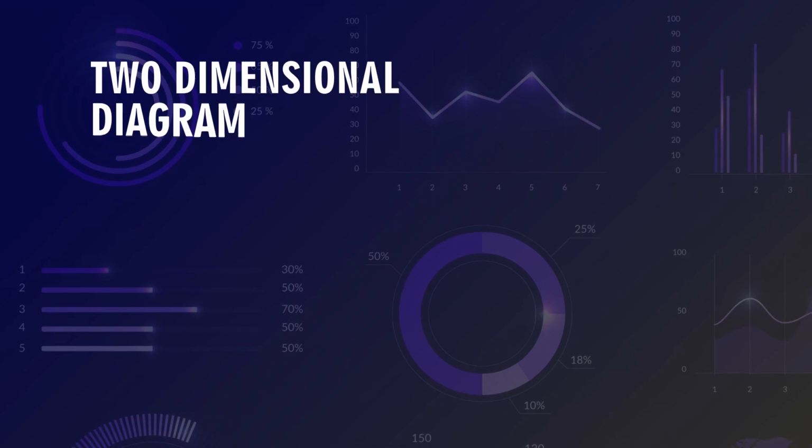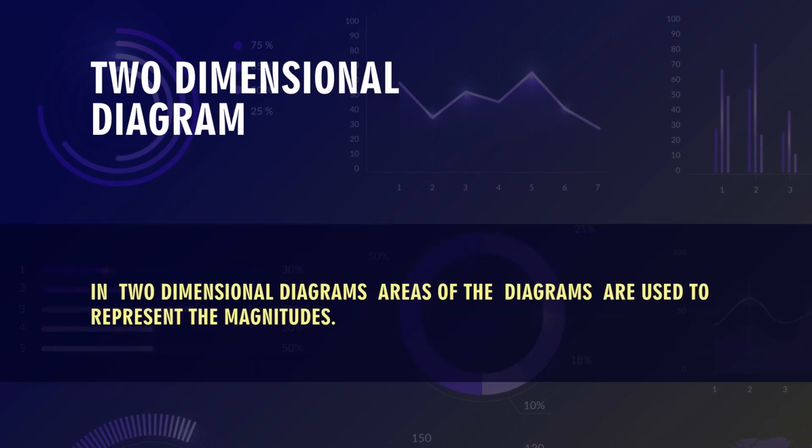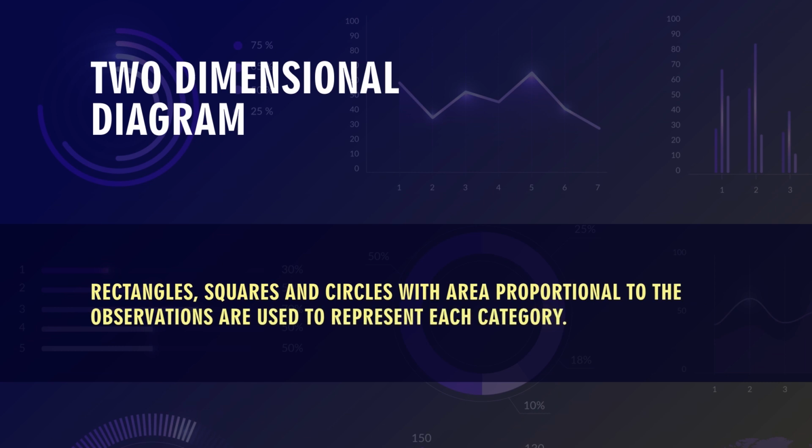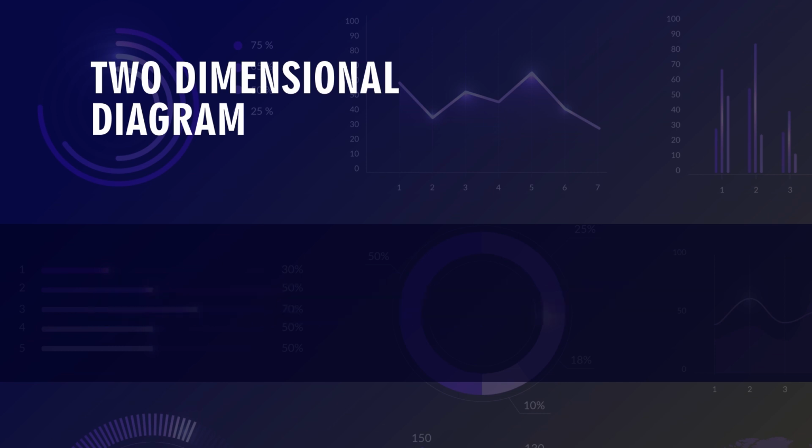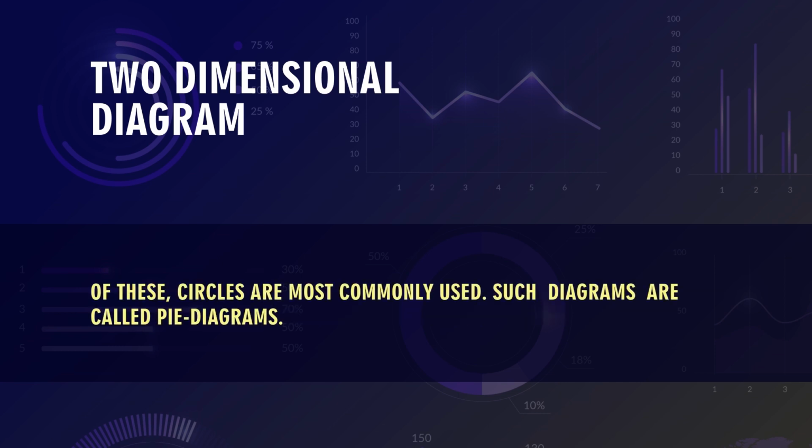On the other hand, if we go more into the depth of two-dimensional diagrams, we find that in two-dimensional diagrams, the area of the diagrams is used to represent the magnitude. Rectangles, squares and circles with area proportional to the observations are used to represent each category. Of these, circles are most commonly used. Such diagrams are called pie diagrams.